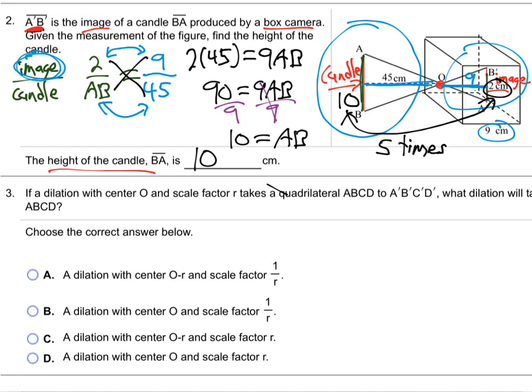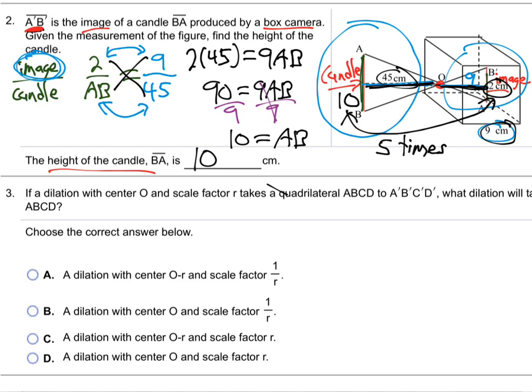In other words, the image of the candle in the little box camera is 1/5 as big. And you can see the 9 is 1/5 of 45. The 9 is the distance all the way to the image. And 45 is the distance from the original to the hole in the camera where the lens is. And that's 5 times, right? 5 times 9 is 45. So the image is 1/5 as big. It's a size transformation, 1/5 as big.